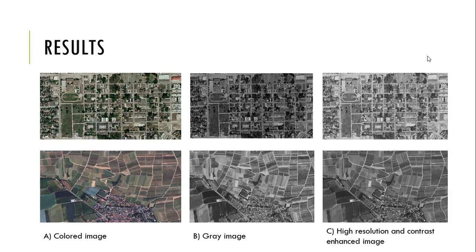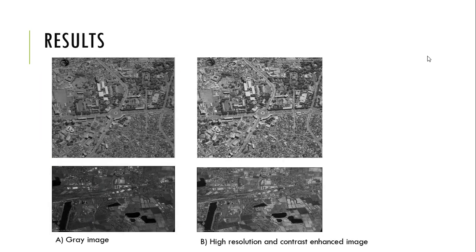These are the results that I have got by running my code. I took a colored image, and the second column of this presentation shows you the gray image, and the third column shows you a high resolution and contrast enhanced image. I also did it by inputting a simple gray image, and again I was able to produce brighter images that are high on resolution and have an enhanced contrast as compared to the inputs.